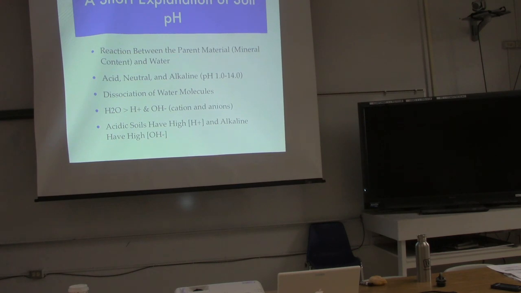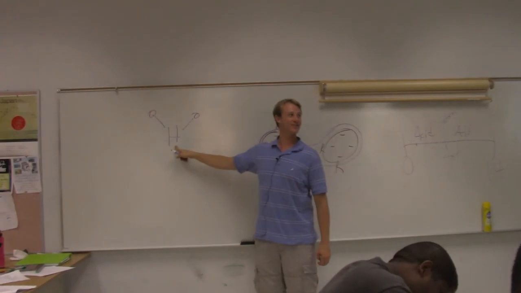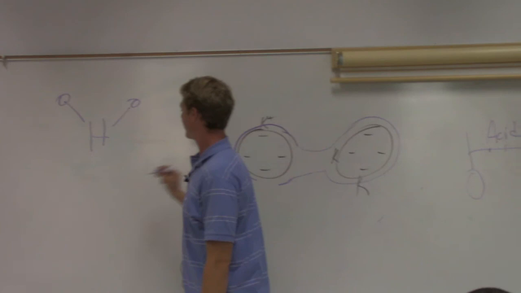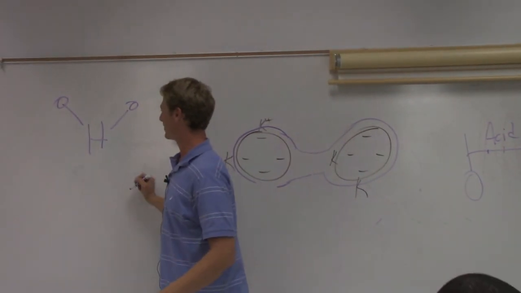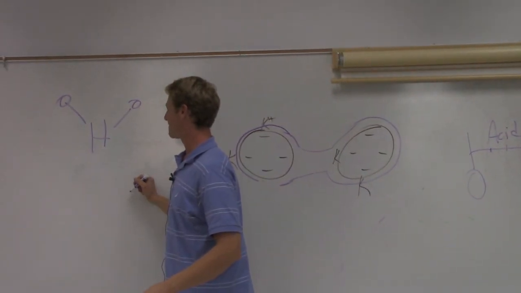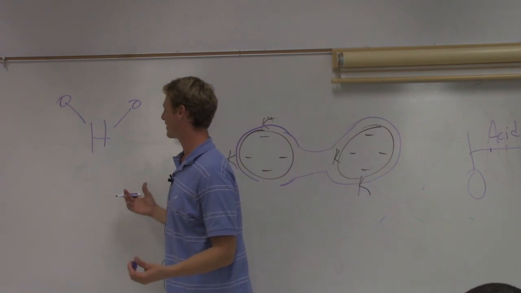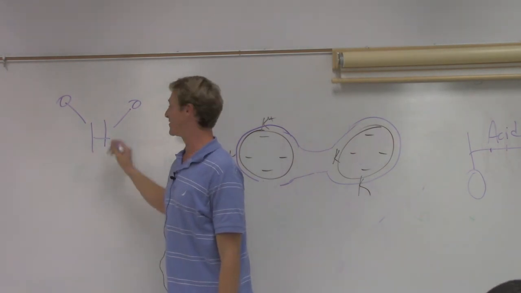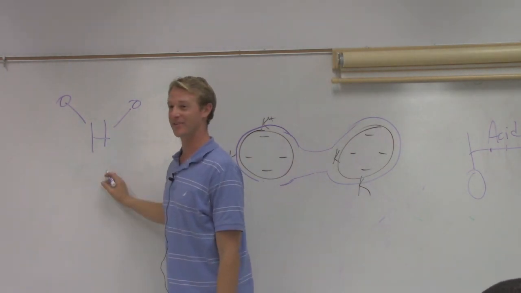Dissociation of water molecules. H2O, right? 2 O's and an H. Dissociation basically happens when conditions make this molecule release these 2 oxygens and leave a hydrogen.